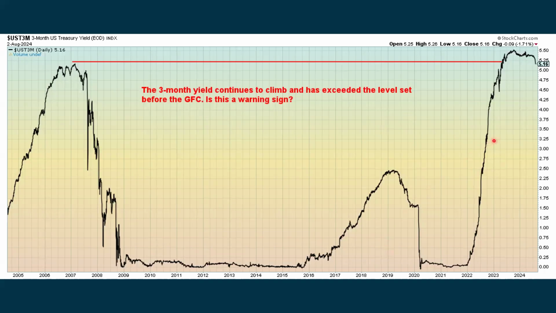The 3-month yield, it's really starting to drop. You notice how it really dropped back in 2007, right before the great financial crisis? We don't know if that's what's going to happen here. We've been going sideways, and we've just been kind of boringly looking at this chart for a long time. Now that it's starting to break lower, is that a cause for concern?